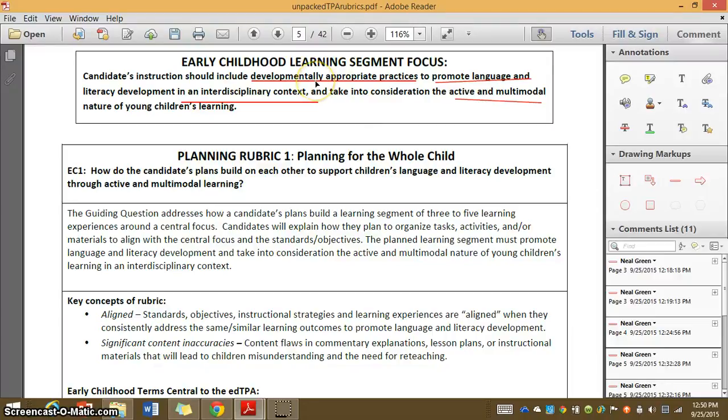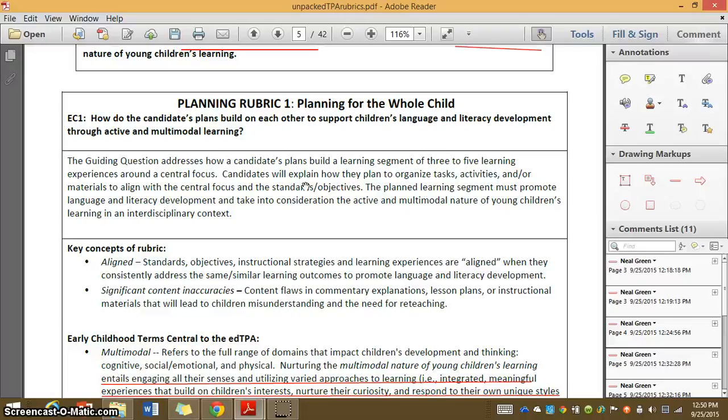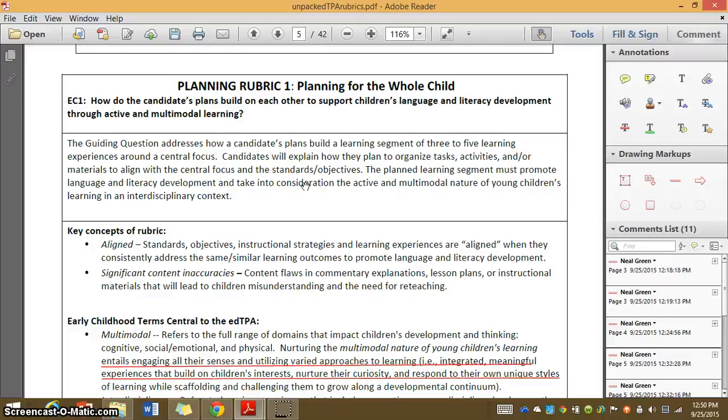So you're going to see words like developmentally appropriate practice, promote language and literacy development in an interdisciplinary context, and take into consideration active and multimodal nature of children. What? Okay, so the first rubric says, how do candidates' plans build on each other to support children's language and literacy development through active multimodal learning? And again, some of the language is not necessarily user-friendly, but that's what this document is for and what I'm here for, to help you work through some of those issues.